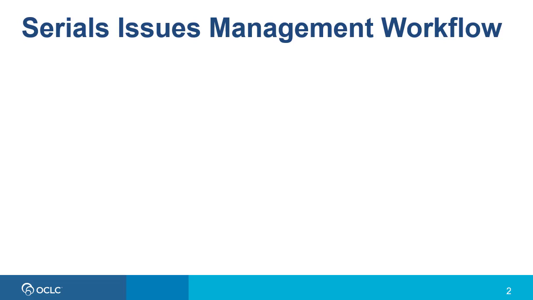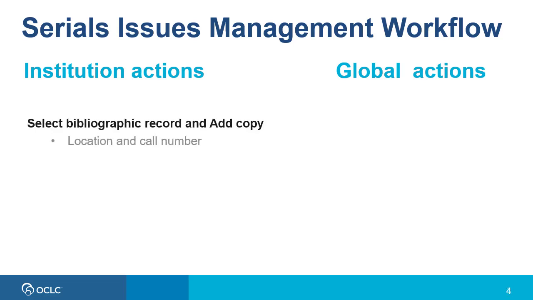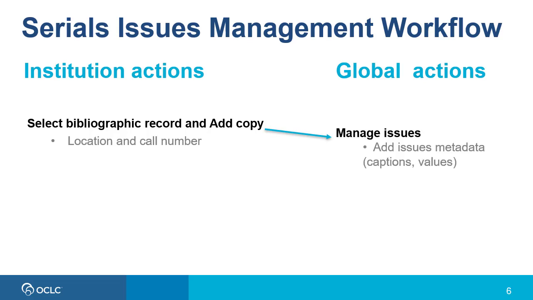It's important to understand that some of the actions in Serials Issues Management are institution actions. And some actions are global actions affecting all libraries using WMS. The first step in the process, select a bibliographic record and add copy information, is an institution action. The second step, add the issues metadata on the Manage Issues tab, is a global action, meaning just one WMS library needs to add the issues metadata for all other libraries to receive the issue.